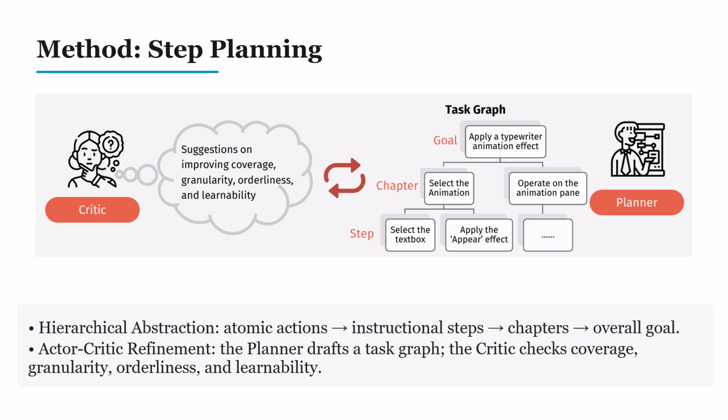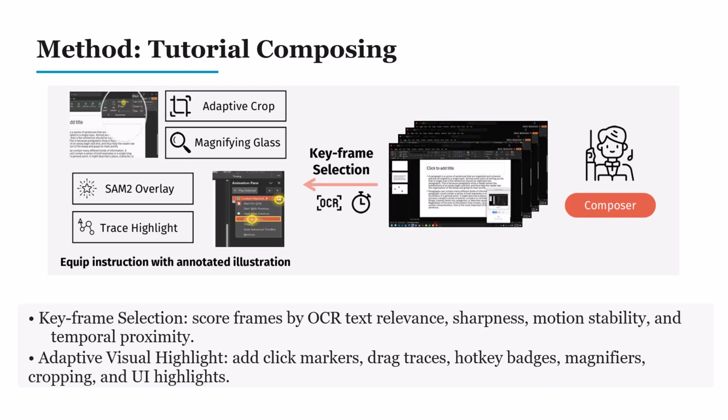The second key component is actor-critic iterative refinement. The planner creates a structured tutorial draft, and the critic evaluates coverage, granularity, orderliness, and learnability. If the draft is weak, feedback is sent back to the planner for another iteration. The tutorial composer creates the final multimodal tutorial from the refined task graph.